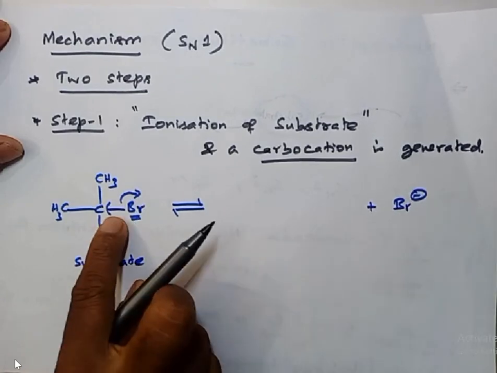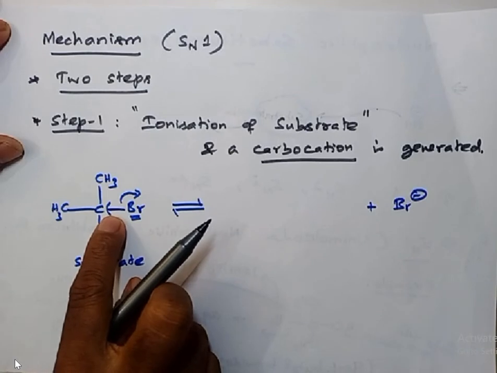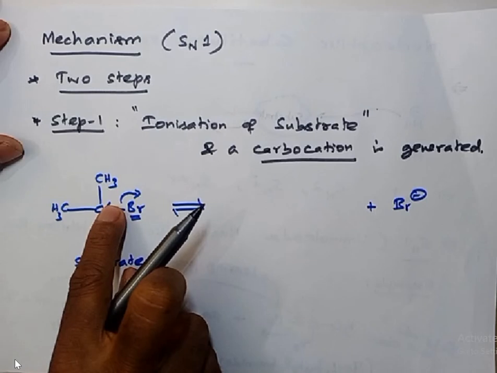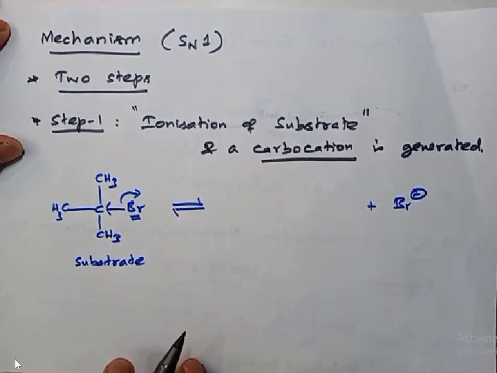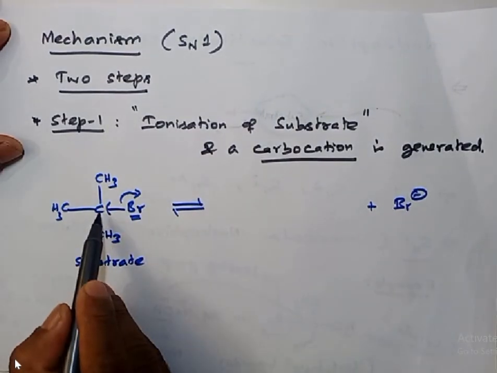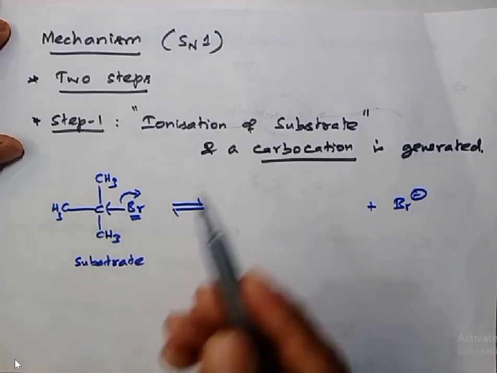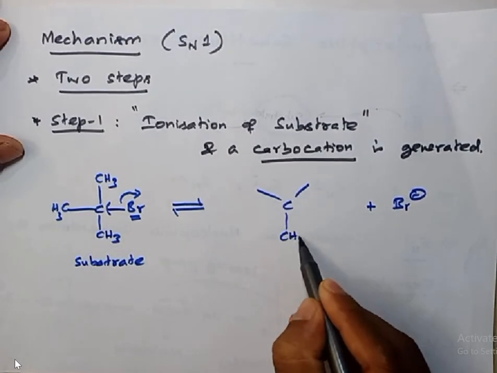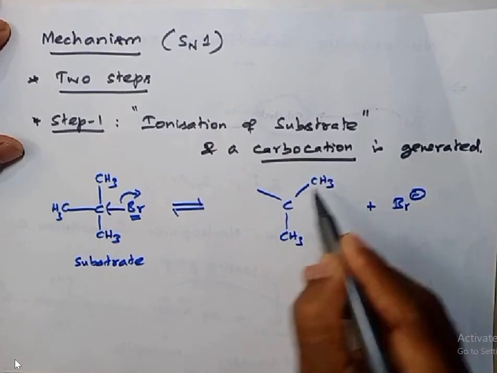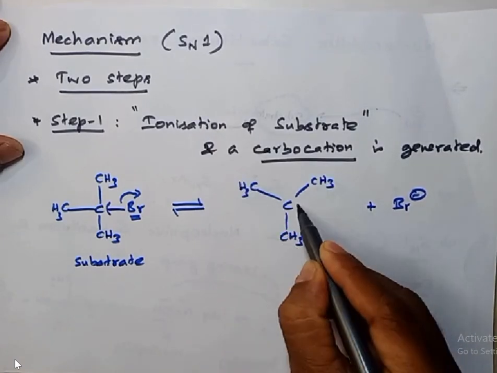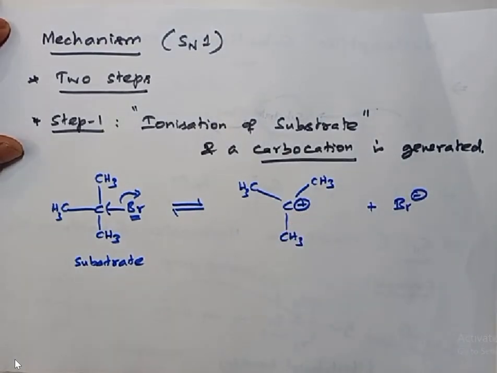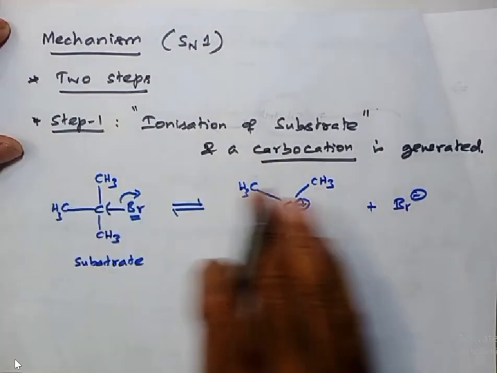You know very well, each bond contains 2 electrons. The bromine atom, since it is more electronegative, will take both the electrons and comes out as Br minus. But the carbon, losing the electron, now becomes a carbocation. Okay, let me write the structure like this: CH3, CH3, CH3 plus. Now a carbocation is generated. So this is the first step.